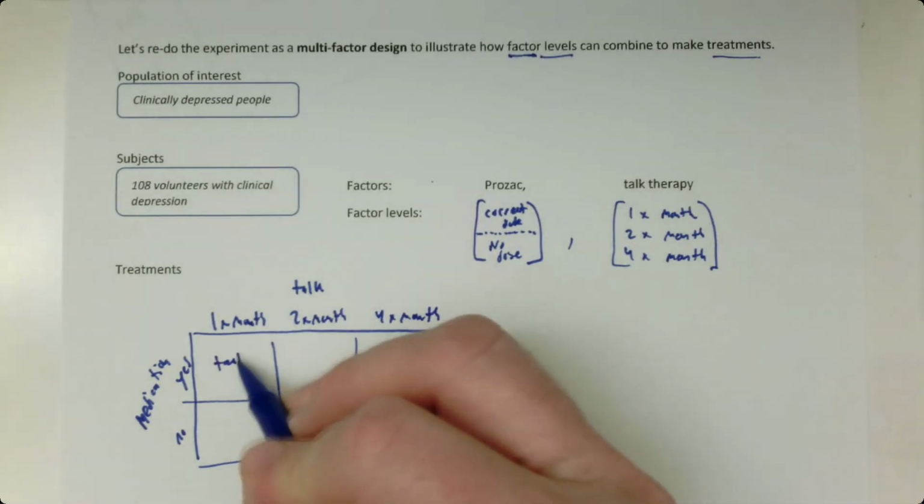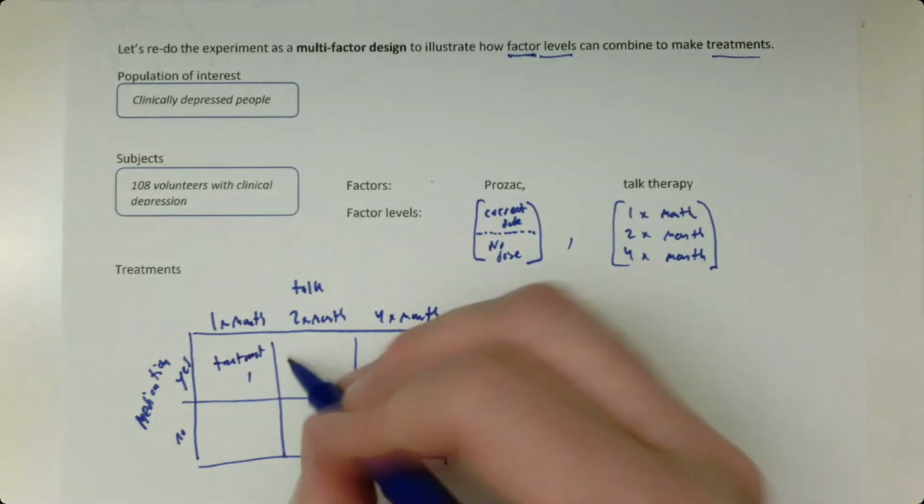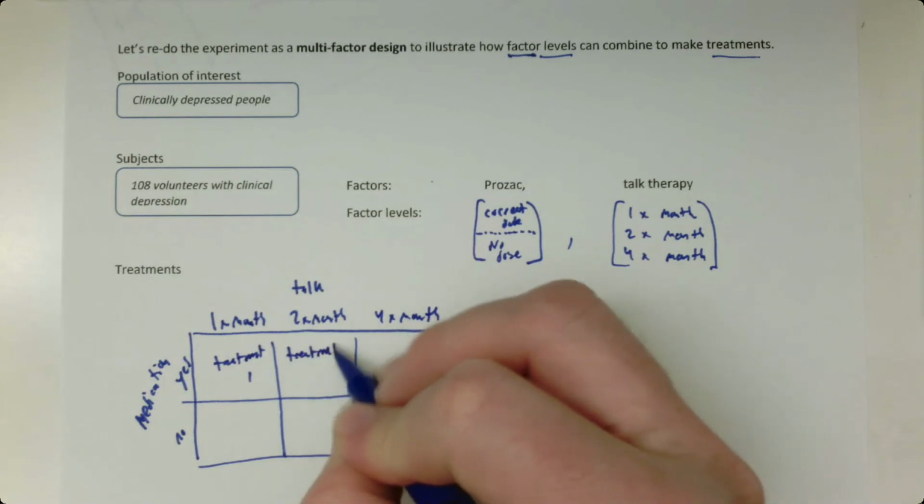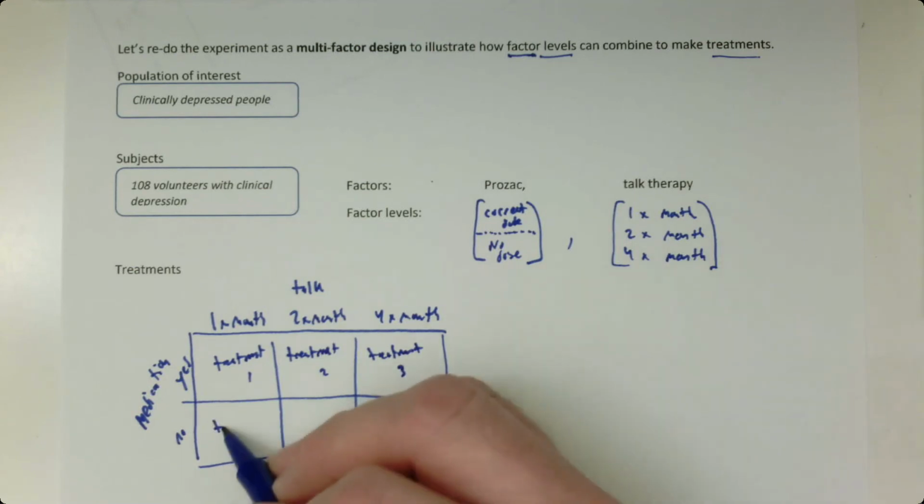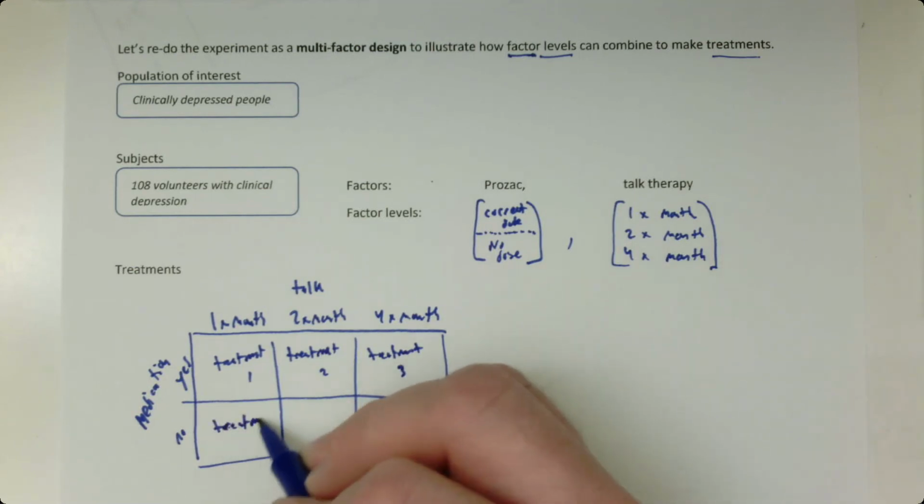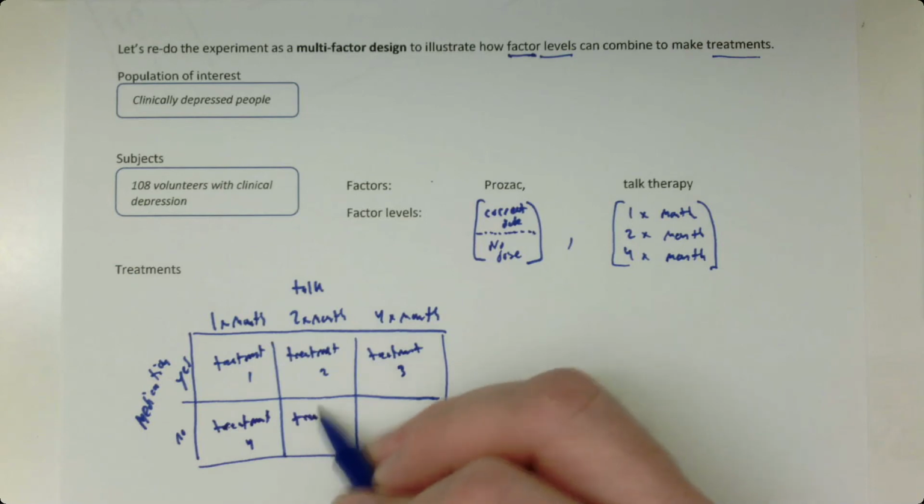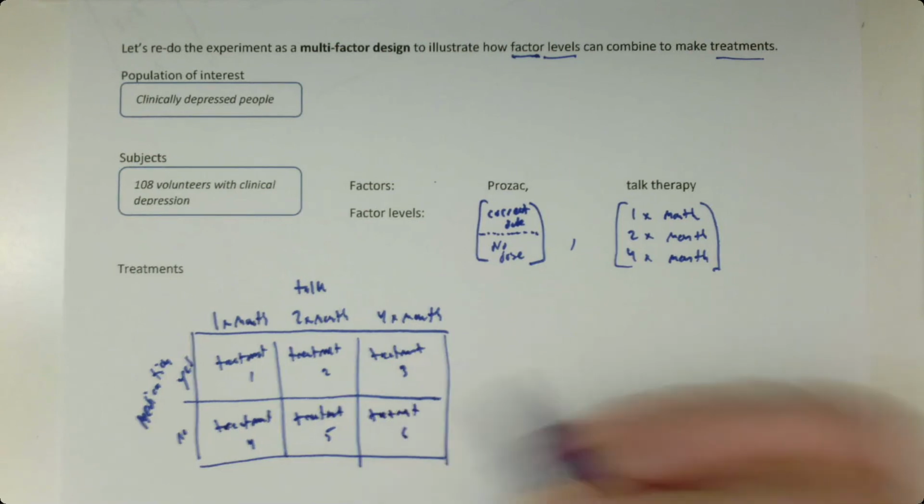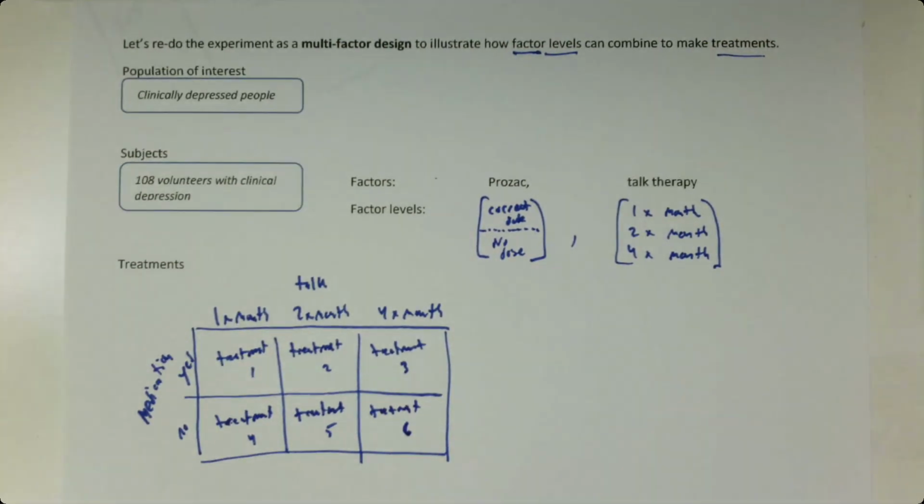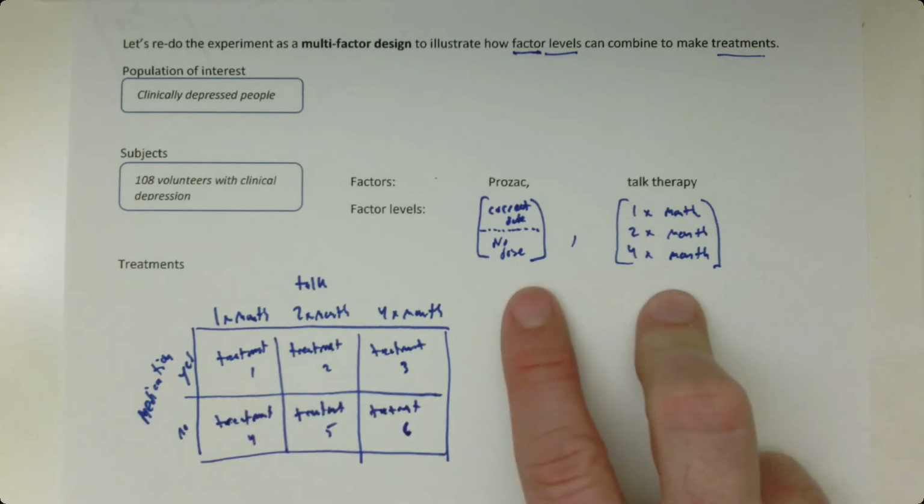And so then this would be treatment 1, treatment 2, treatment 3, treatment 4, treatment 5, treatment 6. So in this case, my study isn't blinded. It isn't single blinded because I'm not trying to use any placebos here. All my treatments, and there's no control group. All my treatments are just different combinations of the factor levels.